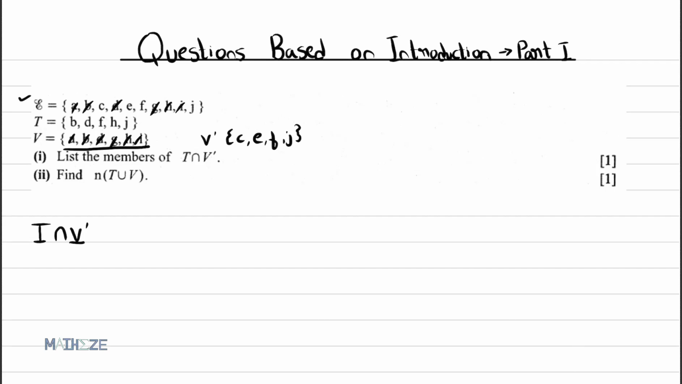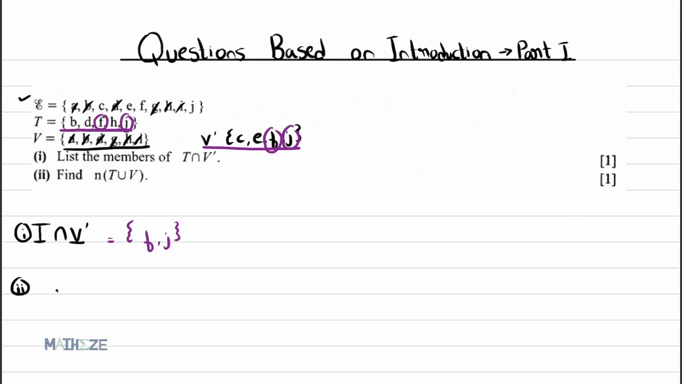Now the question says find T intersection V complement. That means common elements in set T and V complement. So what are the common elements in set T and V complement? If I see, F is common in both the sets and J is common. So my answer for these two sets will be F and J. Do you get this?